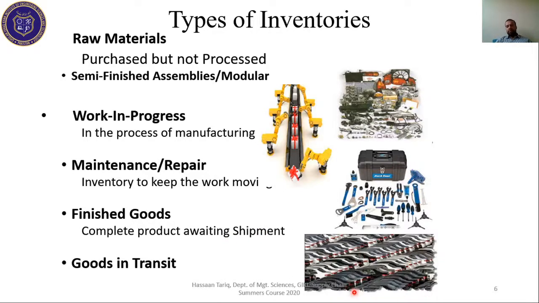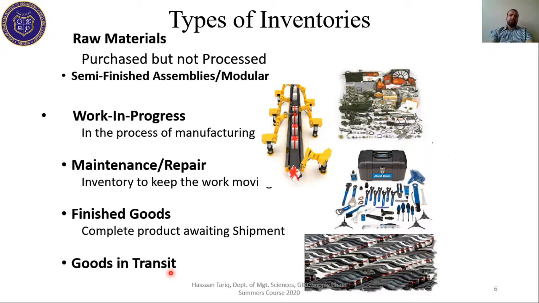The next one is finished goods, something that has been finished and is awaiting shipment. So, an example of finished goods is a large stock of cars waiting for shipment. Exactly, the product has been made but not yet delivered to the customer. And finally, the other type of inventory, goods in transit, because obviously we know that companies work globally across the world.